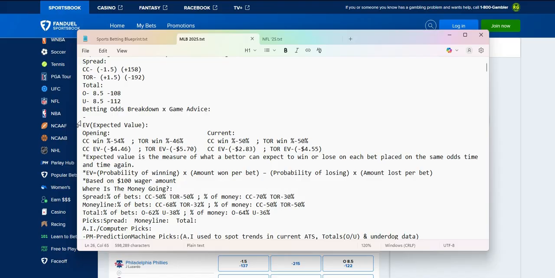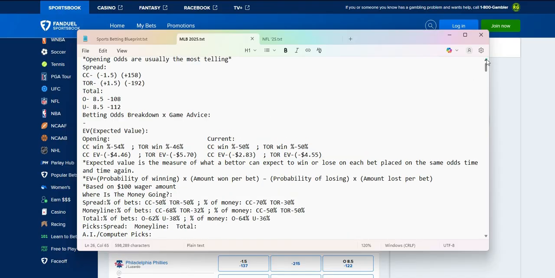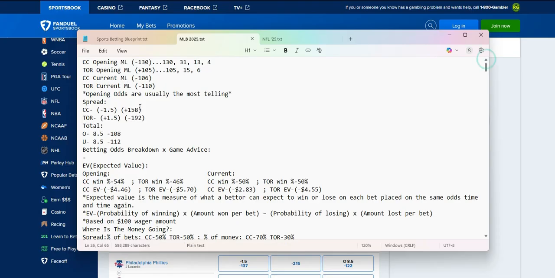Now, expected value, and the formula is below, and it is based off $100 wagers. Forgot to mention that in the first one. 54% win percentage based off the opening. That is based off these odds here, based off this minus 130 plus 105. That gives Chicago 54% win percentage, and the Blue Jays 46% win percentage. Expected value for the Cubs minus $4.46. Toronto expected value minus $5.70.